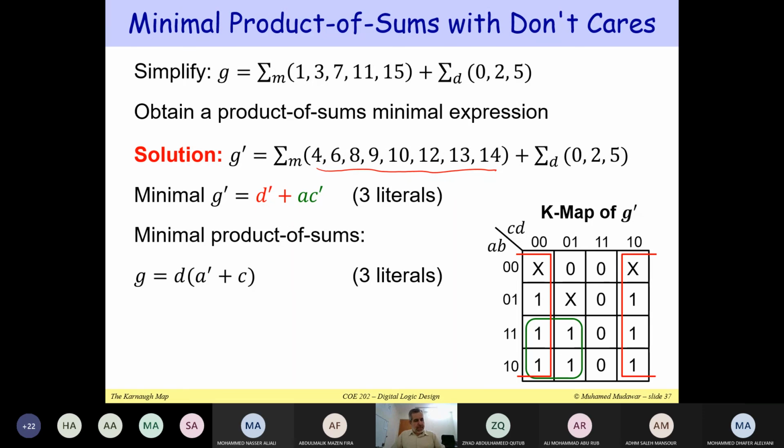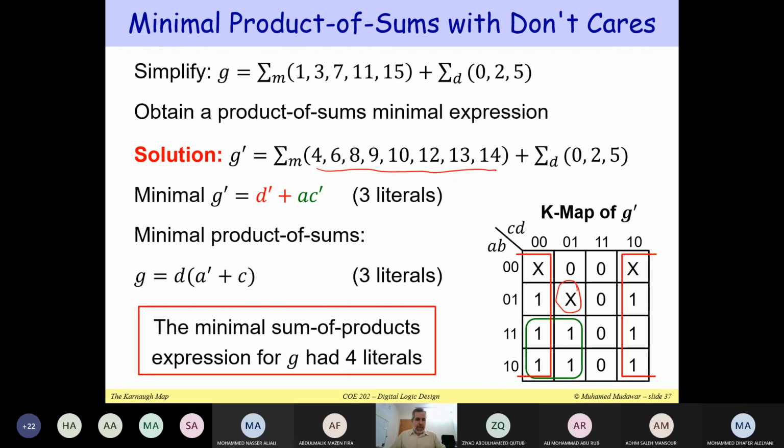What we have seen in the previous slide, we obtained 2 solutions, solution 1 and solution 2. Here we have a unique solution. Now notice that this don't care has not been covered. That's fine. You don't really have to cover it. So the minimal sum of products expression for G had 4 literals, but the product of sums has only 3 literals.